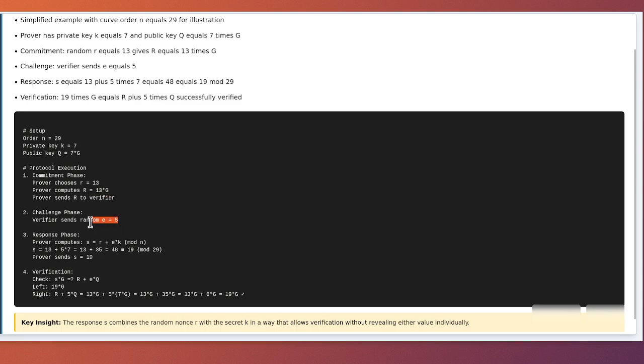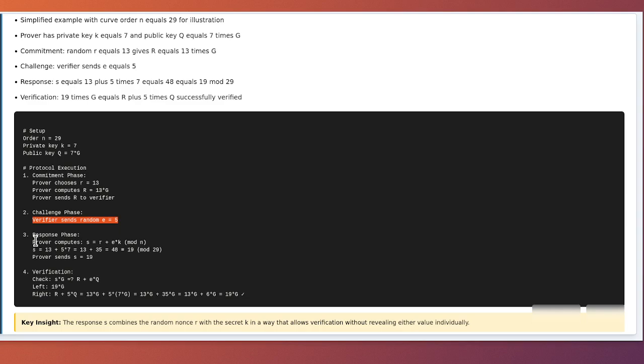Challenge phase. The verifier generates a random challenge e equals 5. In practice, the verifier would choose e uniformly at random from the range 0 to n-1. The verifier sends e equals 5 to the prover. The randomness of this challenge is crucial for security. If the prover could predict or influence e, they might be able to cheat.